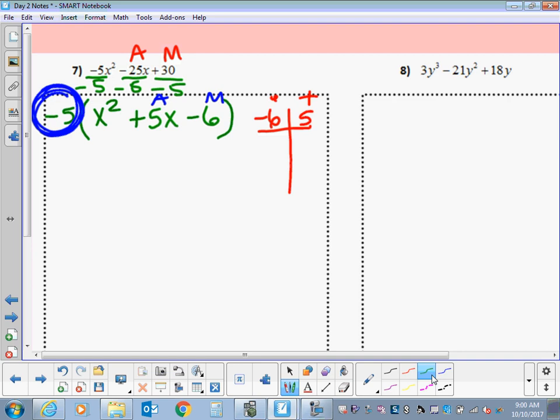Alright, so I know I have 6 and 1, 1 and 6, both have negatives. And then we have 2 and 3, 3 and 2, both have negatives. Which one of these adds to give me +5? Well, if I add the first one, I get -5. -1 plus 6 gives me +5. That works. -2 plus 3 is 1, and then -1. So my answer is which one? -1, +6.